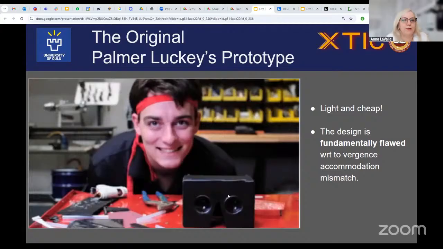So they are fundamentally wrong for our vision system. And nobody knows what it even means in the long term. Does it affect our vision system? Does it harm our vision system? So fundamentally, they're all wrong from that point of view. And the most recent devices are also more expensive, right?